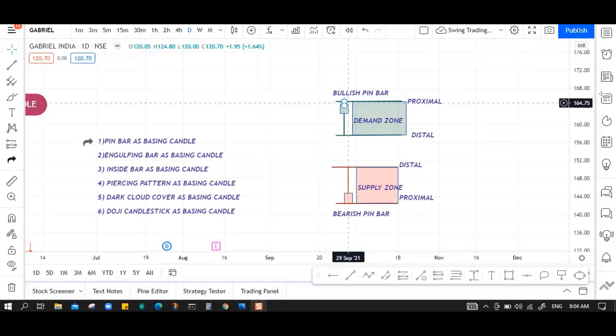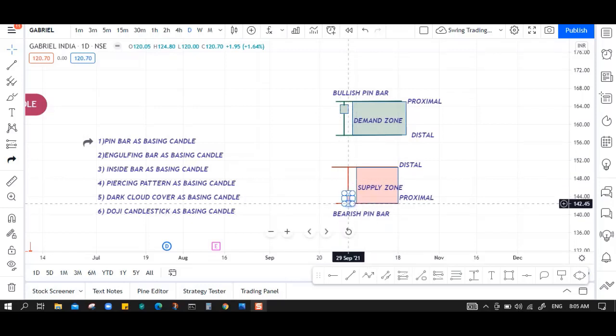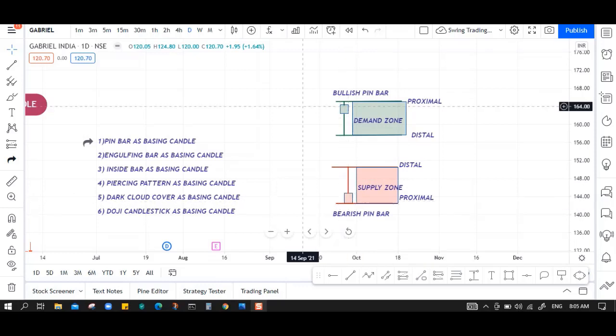So let us find some real-time charts here. And this is a bearish pin bar, and when it forms as a basing candle in a supply zone, we simply draw the distal line at the upper shadow and the proximal line at the lower shadow. By drawing the distal line and proximal line, we get the supply zone. Normally when price tests this zone, the market strongly goes down. If the bearish pin bar has no nose, you can draw the proximal line at the close of this pin bar.